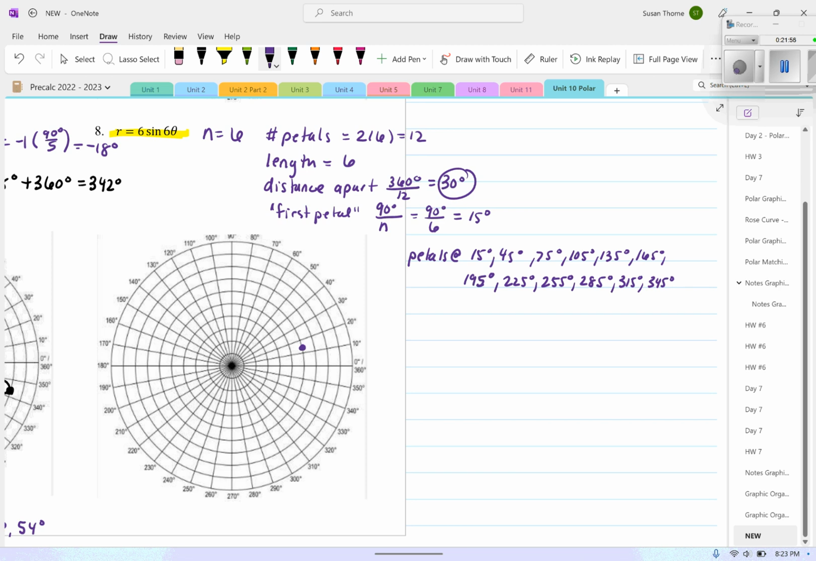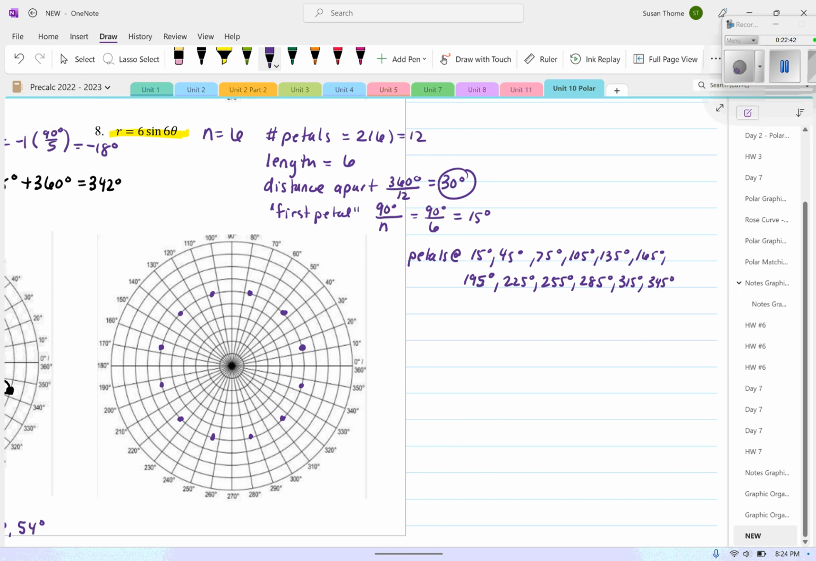So let's go ahead and plot these. So 45 and 75 and 105, 135, 165, 195, 225, 255, 285, 315, and 345.